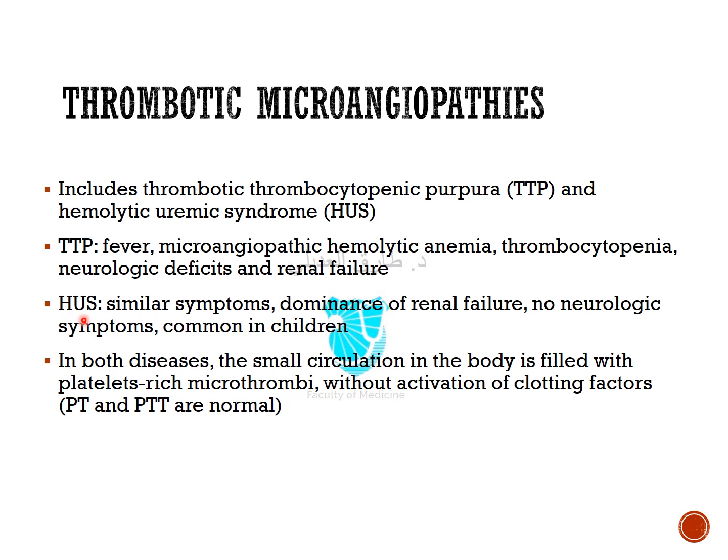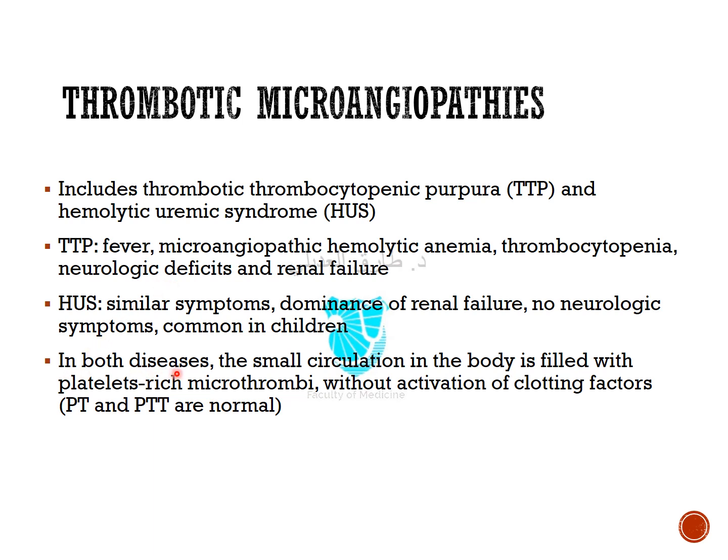In hemolytic uremic syndrome, it is similar, but in this one, the dominant symptom is the renal failure. Okay, patients present with renal failure, and they do not have neurologic symptoms as in TTP. HUS is common in children, while TTP can affect any age.